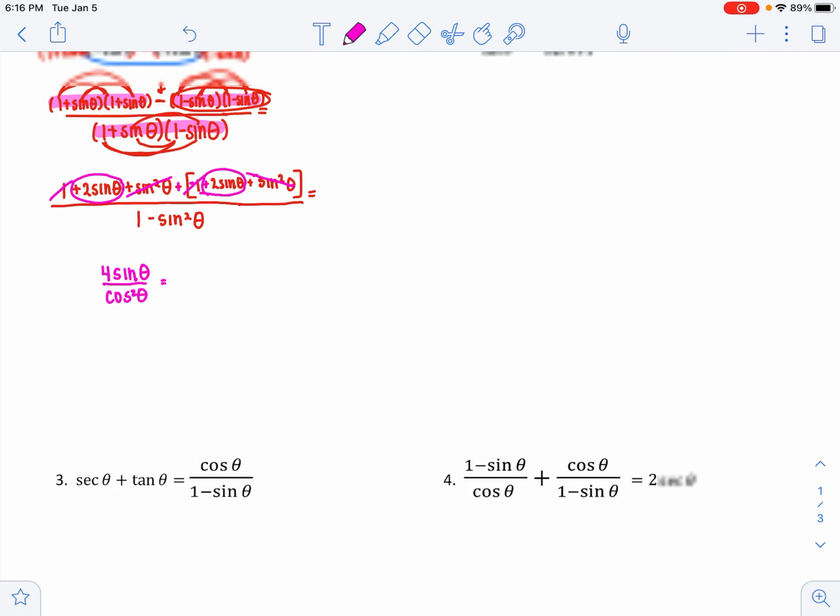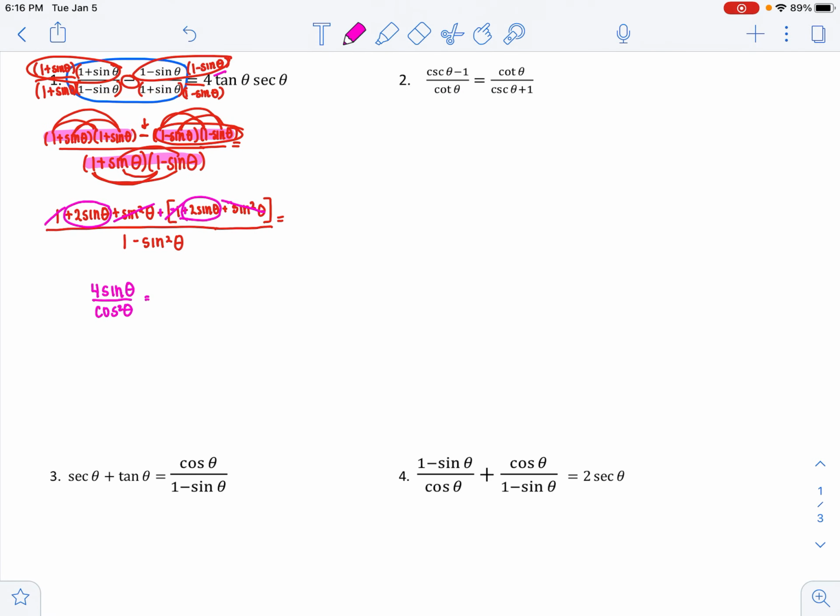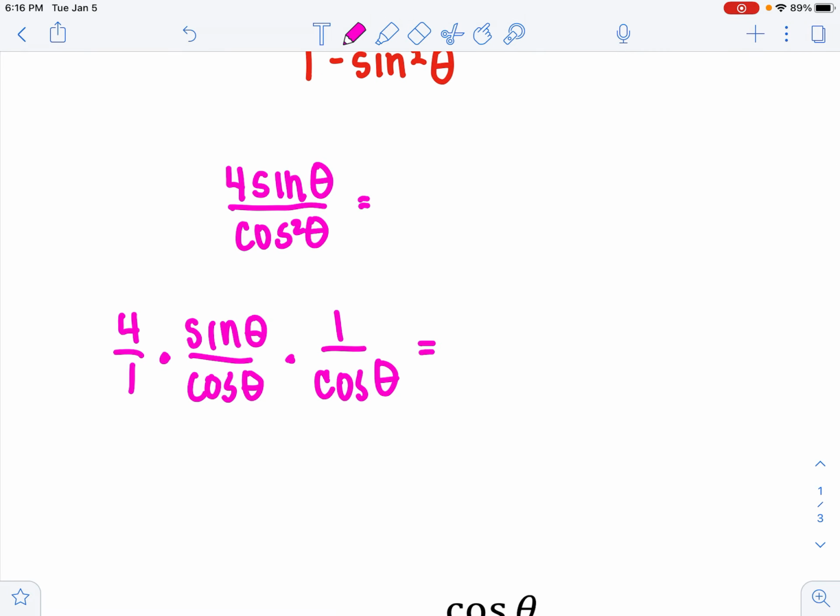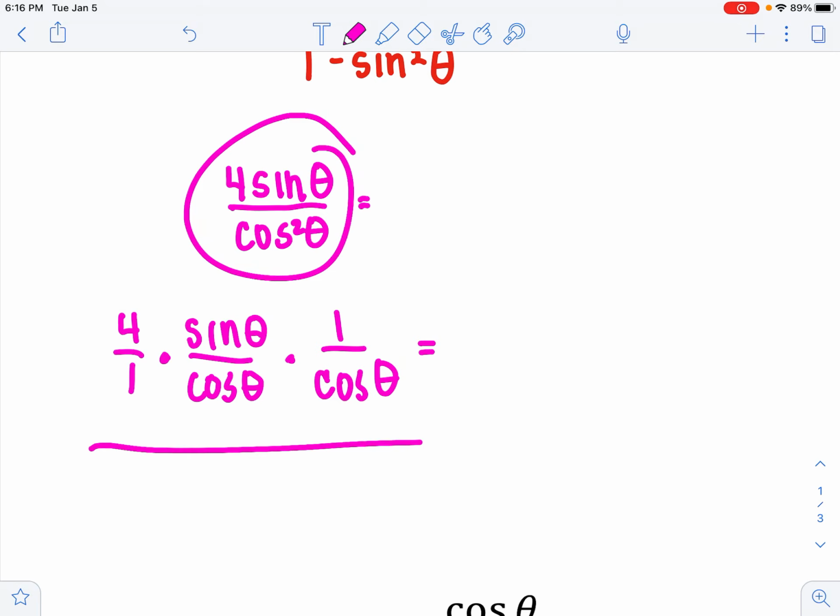Now, once again, if you're stuck and you're like, I don't know what to do next, look at what you're trying to get. You're trying to get a 4, a tangent, and a secant. We already have the 4, so I'll just rewrite that as 4 over 1. We need a tangent. A tangent is sine over cosine. We got one of those. Sine of theta over cosine of theta. Times a secant, which is 1 over cosine. We have that. I don't like that times sign right there. It looks like a plus. 1 over cosine theta. So what I just did is I broke this up into this.